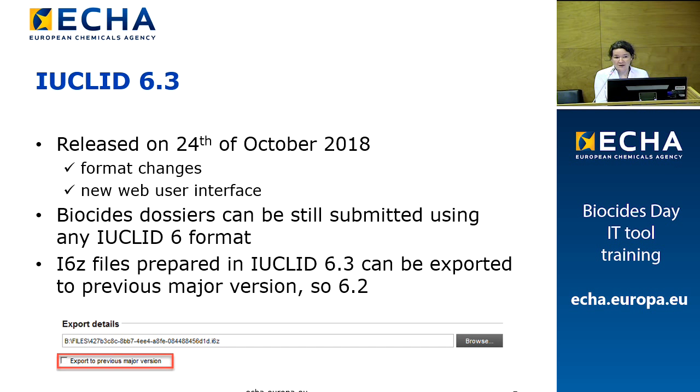And then if you install the 6.3, but for example your colleagues are still using 6.2, you can still exchange your files. We have the function in the export wizard. You can select export to the previous major version, which means that when you create your dossier in 6.3, you use this box. You can export it so it will be compatible with 6.2.